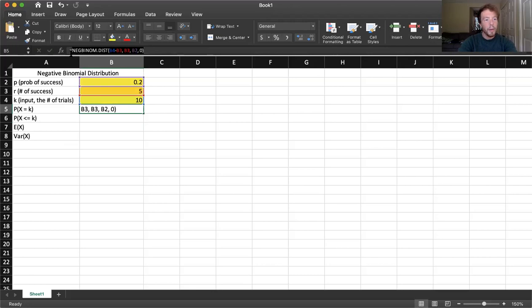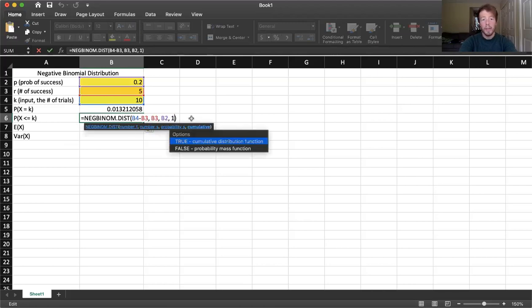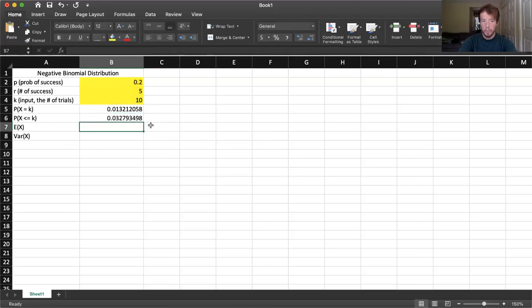I want to just copy this. It's the same formula, B4 minus B3. The B3 doesn't change, the B2 doesn't change, but instead of 0 at the end here, I'm going to put a 1 because I want the cumulative probability, which is what this is right there. And we didn't actually calculate this in class, but if you go ahead and write it out yourself, they should be equal.